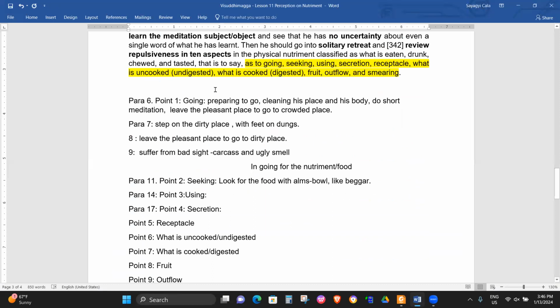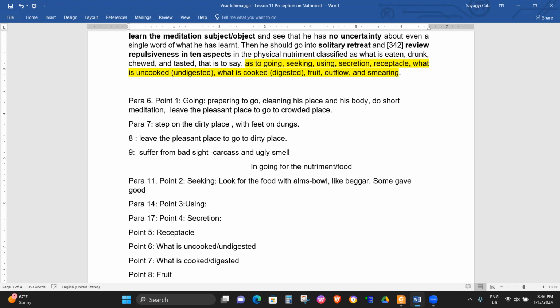So this is seeking. He looked for food with an alms bowl, like a beggar. Some gave good food, but some gave overnight or old food. And he had to step on dirty places like all these things and so on.